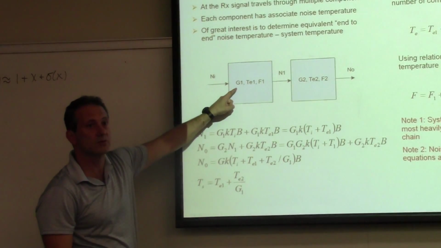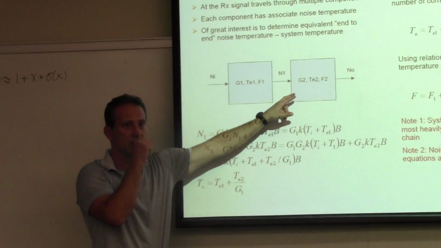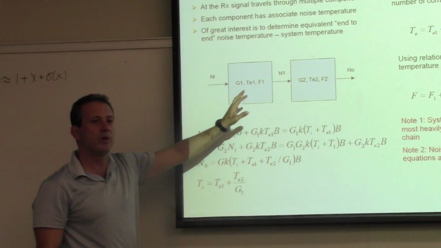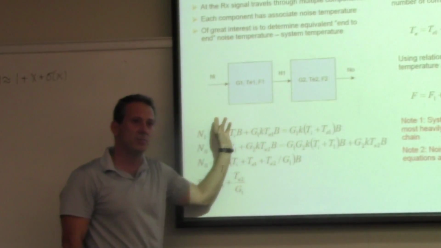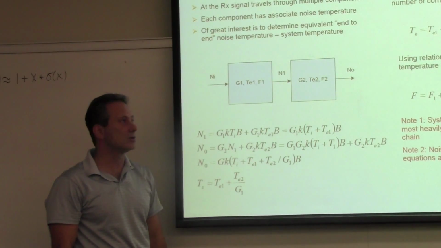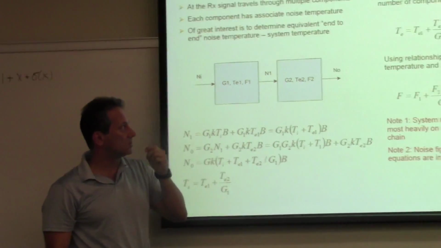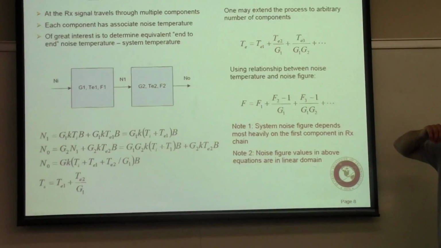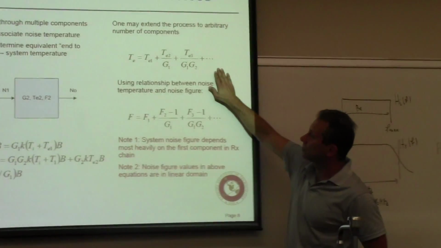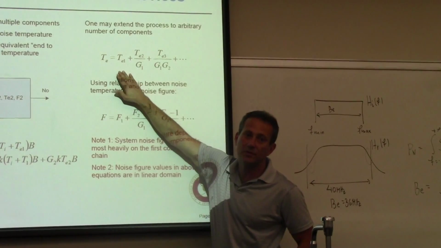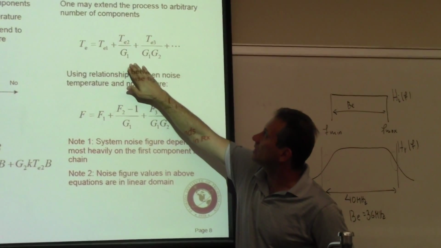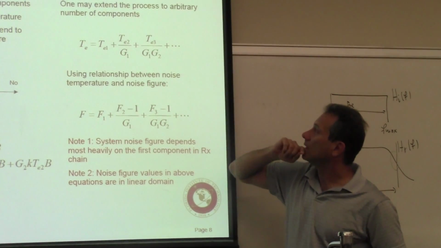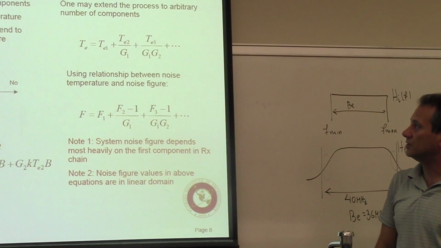Is the temperature of the first one plus the temperature of the second one divided by the gain of the first one, plus the temperature of the third one divided by the product of the gain of the first one and second one, and so on. So if you generalize this to any number of subsystems, then the equivalent noise temperature of the chain is going to be the temperature of the first one plus the temperature of the second one divided by the gain of the first stage plus the temperature of the third stage divided by the gain of the first two stages, and so on.